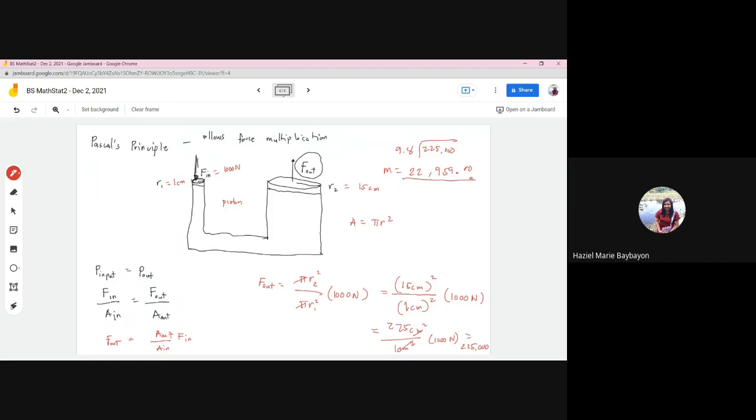It can lift a heavy object. So if you enlarge the piston at the output, the output force will be even larger. Okay? Do you have any questions, class? Do you have any questions?